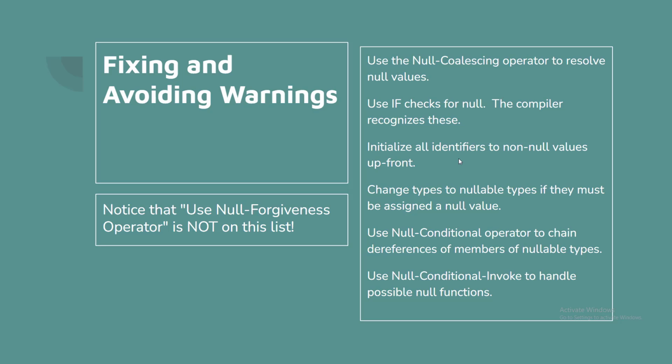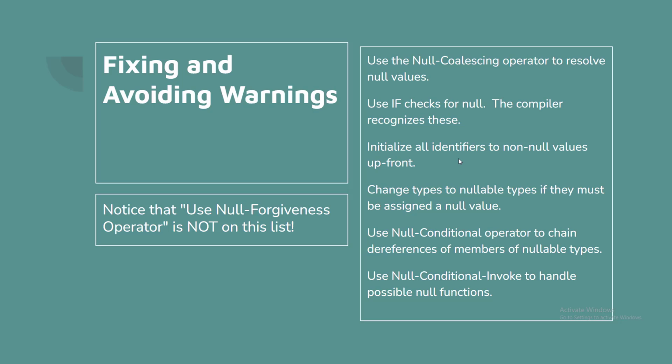If you're using a null forgiveness operator, the problem really is that you're saying you know better than the compiler, and it's not true. The compiler knows that this is possibly a null value, and you may know that it's not a null value. But saying that please forgive me, I know better than you, is not the right approach. It may actually work, but the way that you got there shouldn't be the way that you did it. You should have a nullable type, or you should have some indication to the compiler that this wasn't going to happen. And there are ways to do that. So the second one up here is use if checks for null.